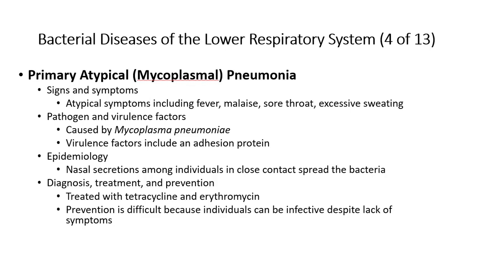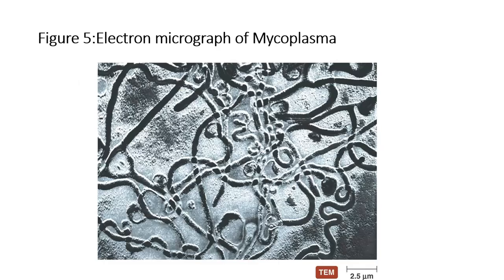It's treated with tetracycline and erythromycin. Prevention is difficult because the individuals can be infected despite the lack of symptoms. So it's atypical, and so you kind of ignore the symptoms. You don't really realize that you're spreading them, or you're going to have a subclinical case, and you've got some problems. This we usually see, like I said, in your young college students, and your high school students. And this is what it looks like underneath the electron microscope.